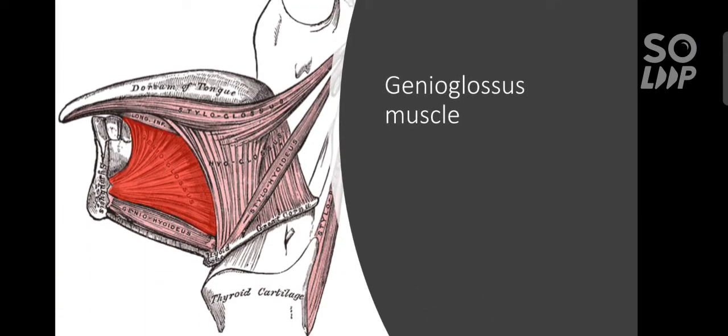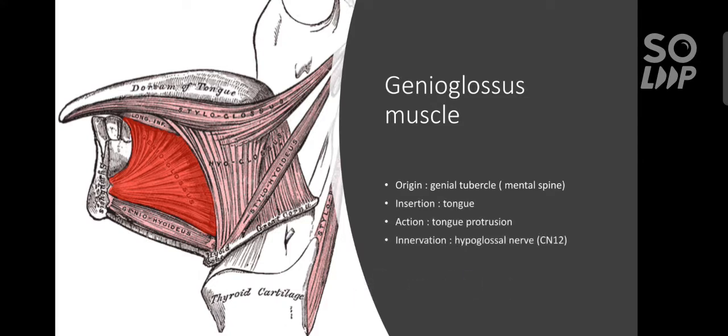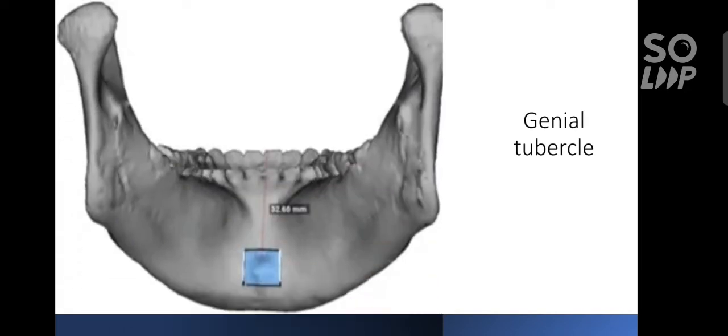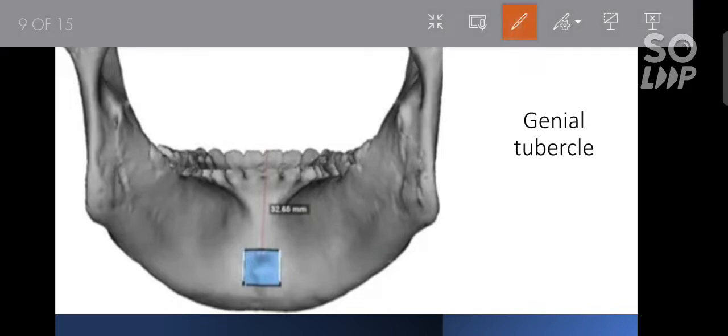Here is another diagram telling us the origin is genial tubercle, or another name is mental spine, and insertion is the tongue, action is tongue protrusion, and innervation is by the hypoglossal nerve, which is cranial nerve number 12. Here is a diagram about the genial tubercle. It's here in the inner surface of your mandible.